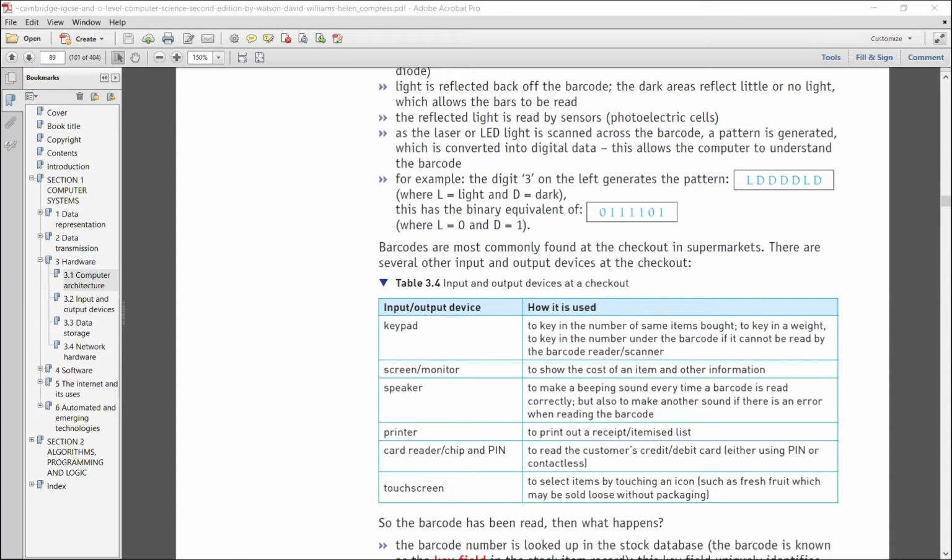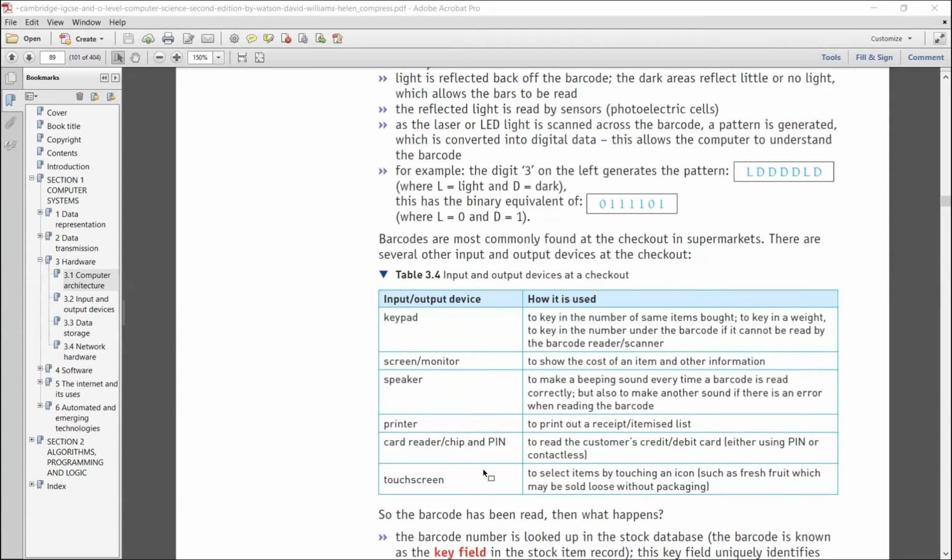Yes, exactly. You have it on the CIE papers. So the barcodes are present there to be read by the barcode reader. The keypad, card reader and touch screens are your input devices. So if a question comes in the paper asking you to mention the input devices, you can mention very easily keypad, then card reader and touch screen. And for output, you can talk about screen, speakers, and printers. That's all. And their applications, why are they being used?